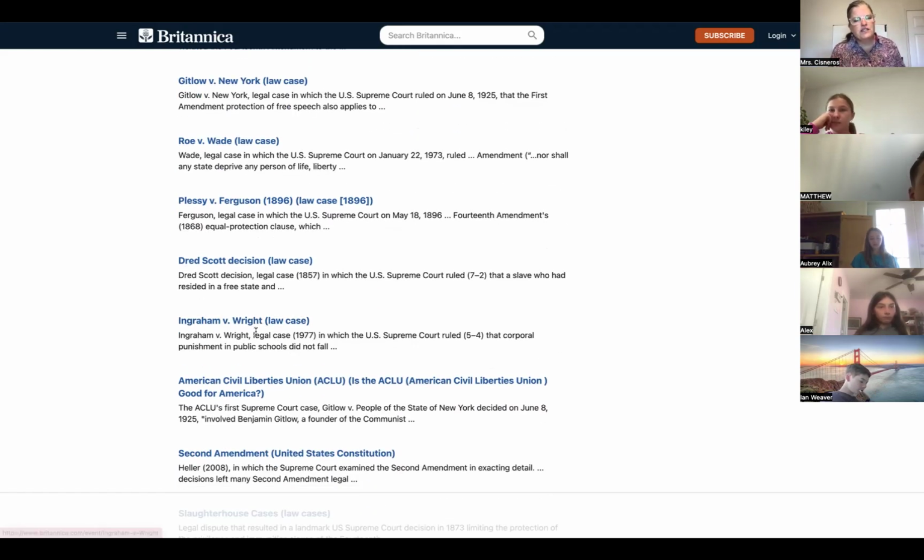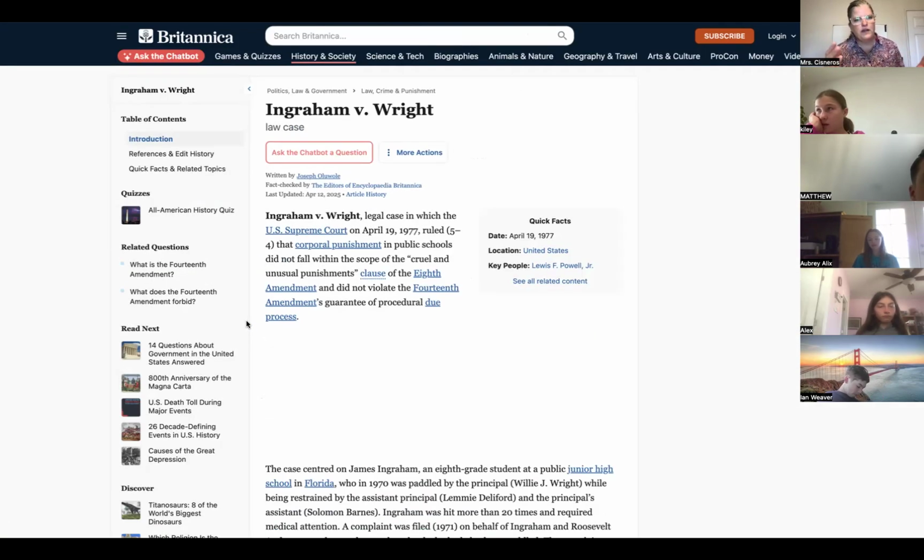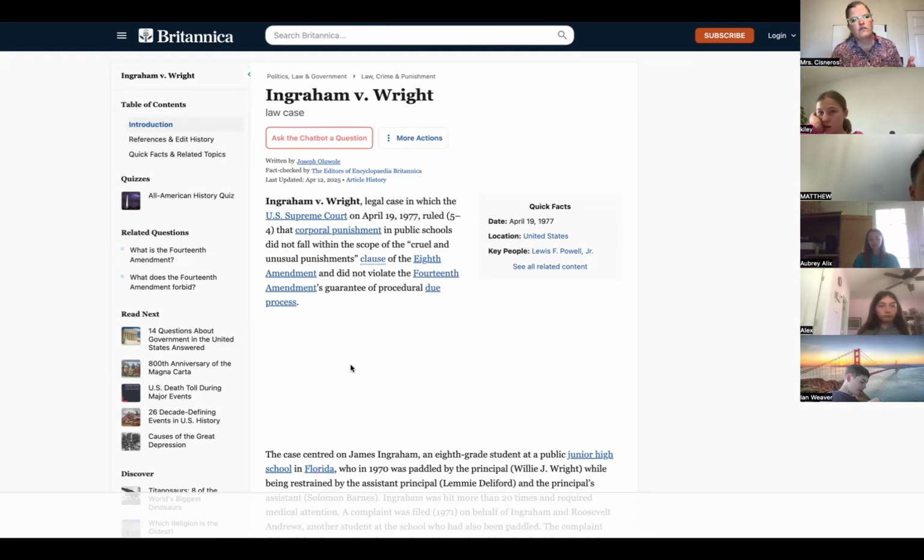It doesn't say a whole lot in these small descriptions, but just kind of skim through them. This one I'm interested in because it says at the end here, corporal punishment in public schools did not fall under the amendment. And I'm thinking that's interesting because it has to do with corporal punishment, which is like discipline in the school system. So when you're interested in something like that, or if it doesn't give you enough description, you can click on it and open it up and it'll give you a description of the case.